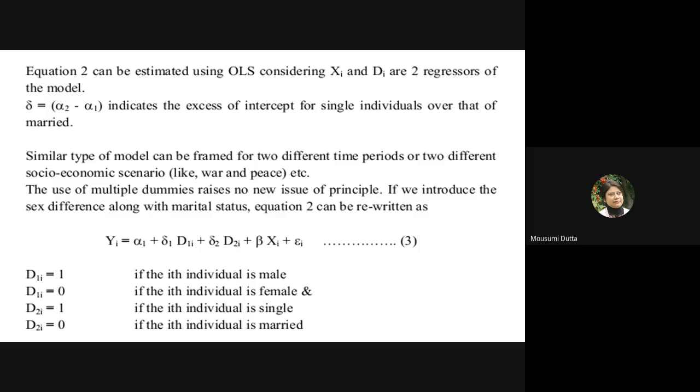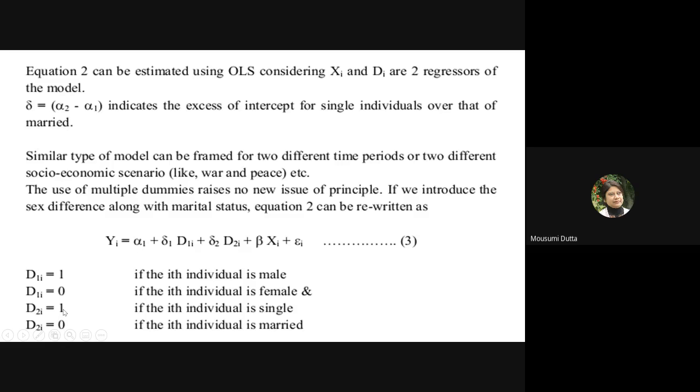If we introduce the sex difference along with the marital status, equation 2 can be rewritten as yi is equal to alpha 1 plus delta 1 d1i plus delta 2 d2i plus beta xi plus epsilon i. So in a single equation, we are incorporating more and more dummies. D1i is equal to 1 if the ith individual is male, D1i is equal to 0 if the ith individual is female. D2i is equal to 1 if the ith individual is single, D2i is equal to 0 if the ith individual is married. Now setting D1i equal to 1, we will get alpha 1 plus delta 1; D1i equal to 0, we will get alpha 1.